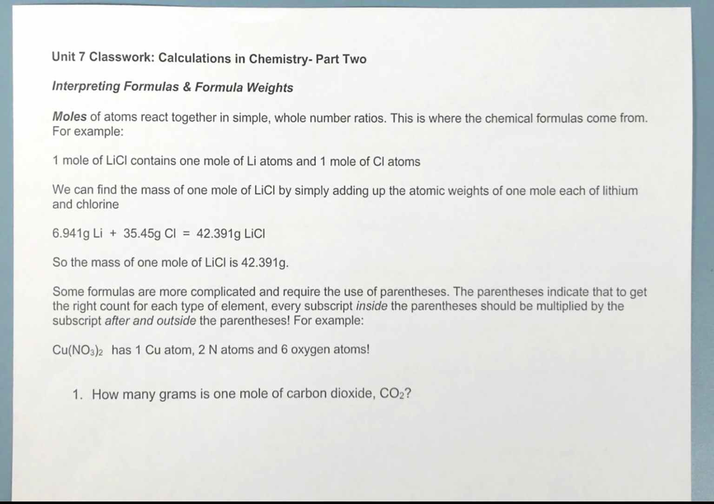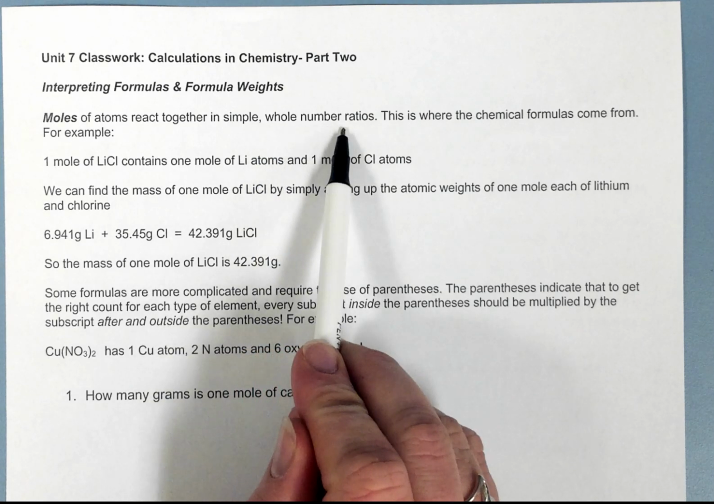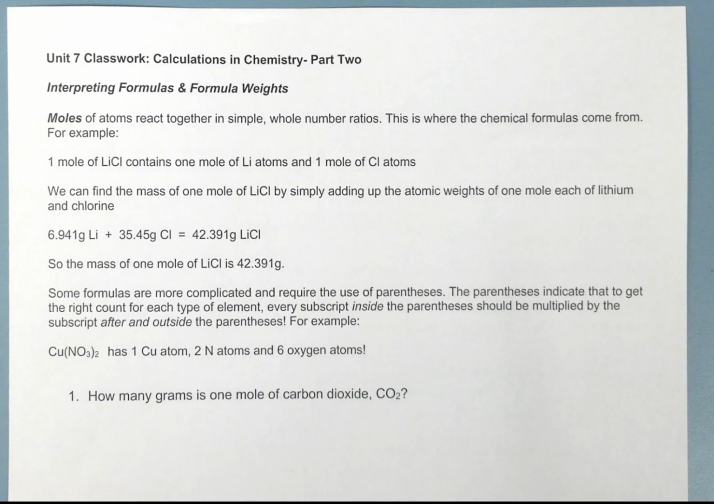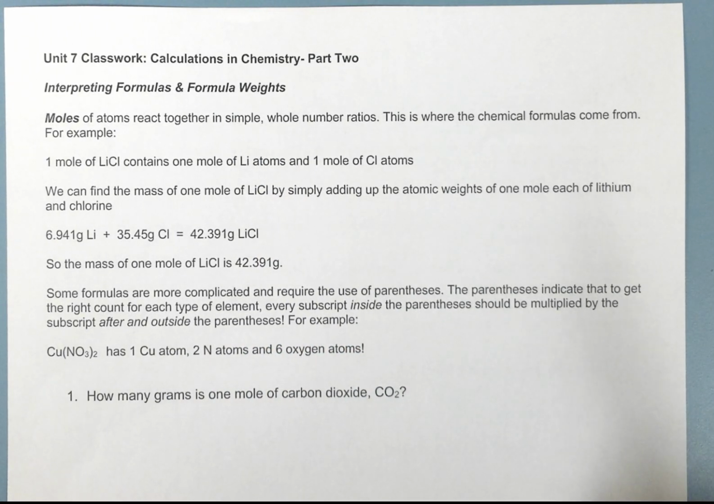To part 2 of calculations in chemistry. So right now we're going to look at interpreting formulas and formula weights. Moles of atoms react together in simple whole number ratios. That's something we already know. And this is where their chemical formulas come from.